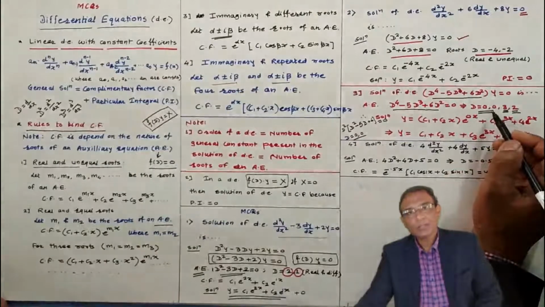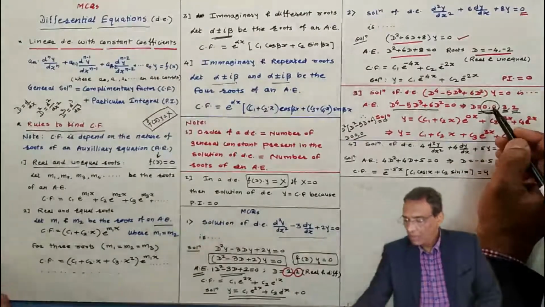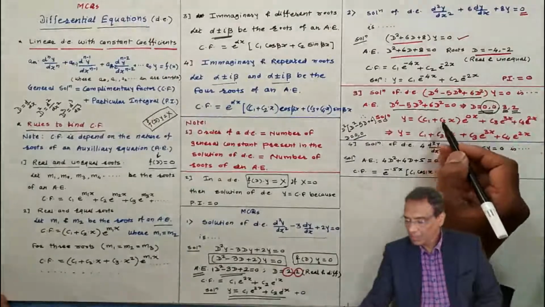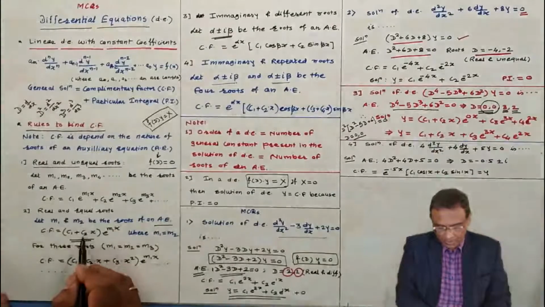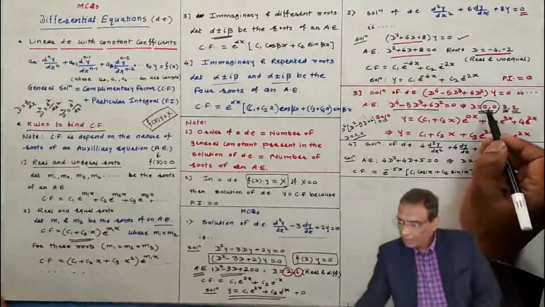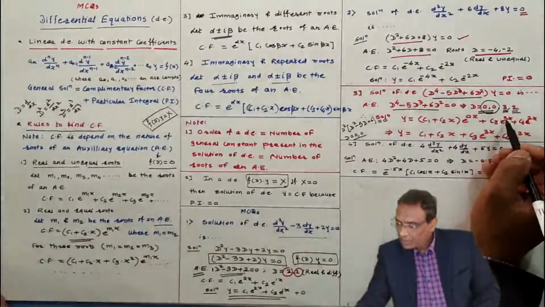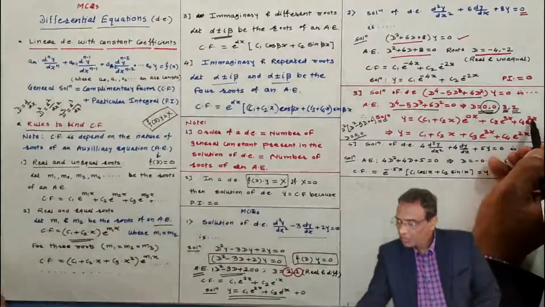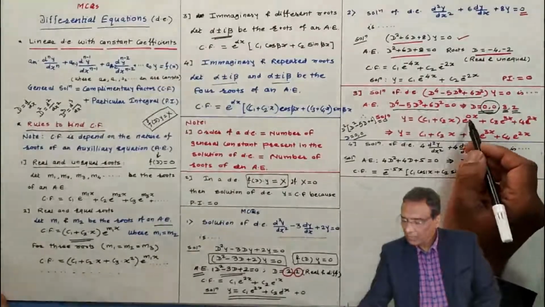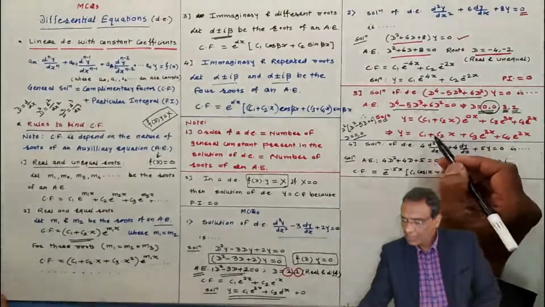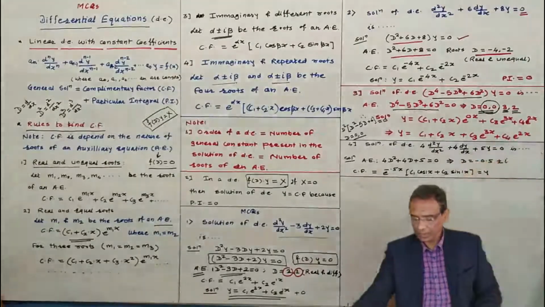Now here we have mixed type of roots. These two are real and equal roots. I am writing the complementary function C1 plus C2x, e to the power 0x. And for real and different roots, C3 e to the power 3x plus C4 e to the power 2x. Since e raised to power 0 is 1, I have not written anything. So C1 plus C2x, C3 e to the power 3x plus C4 e to the power 2x, like this.